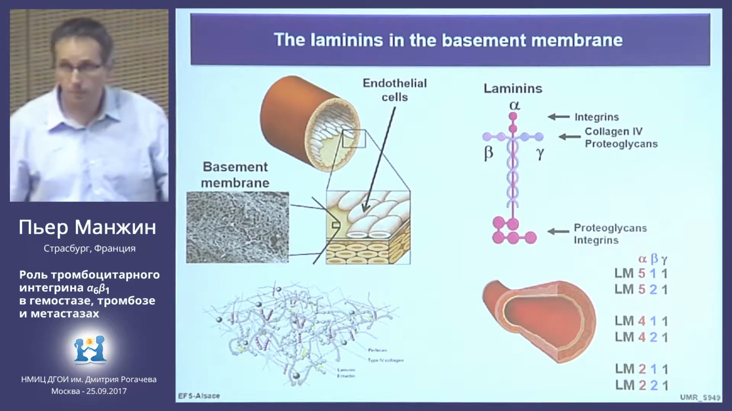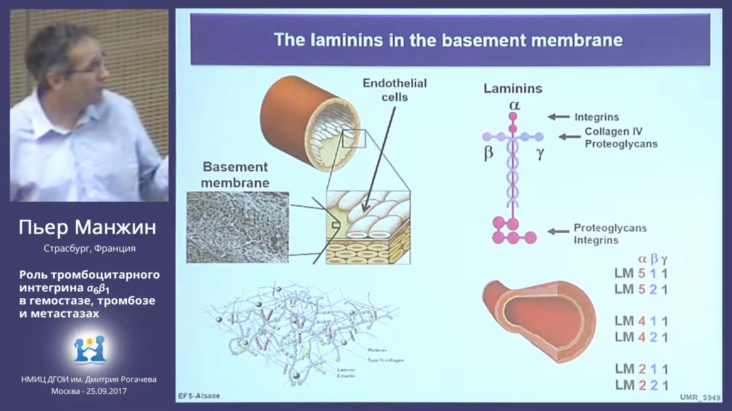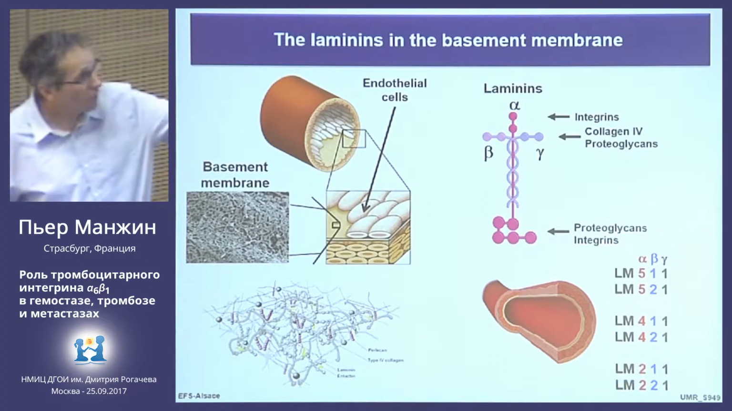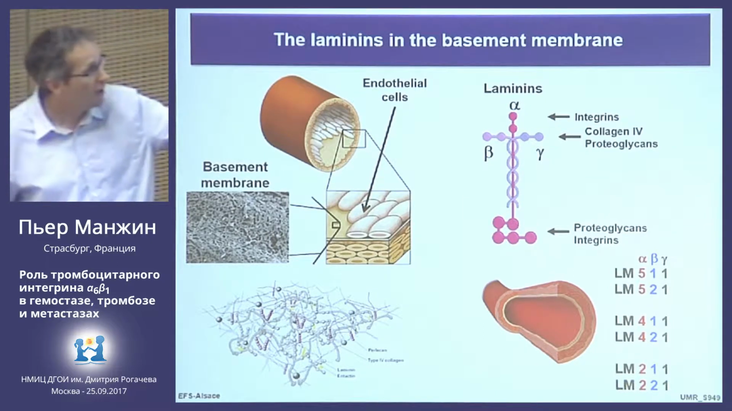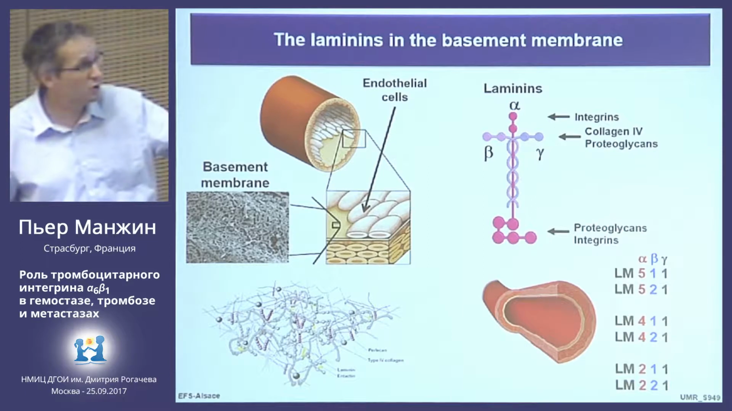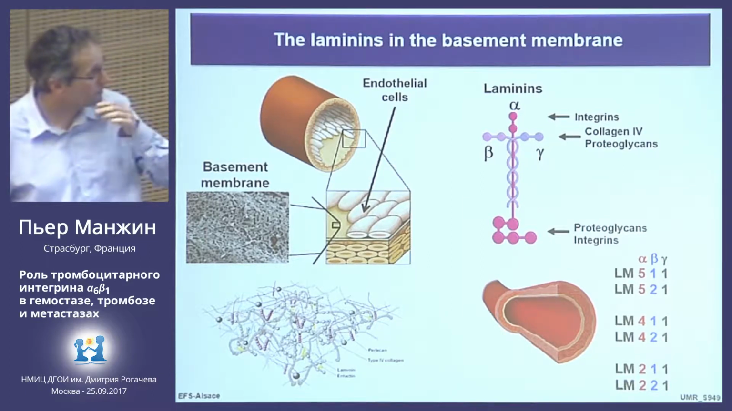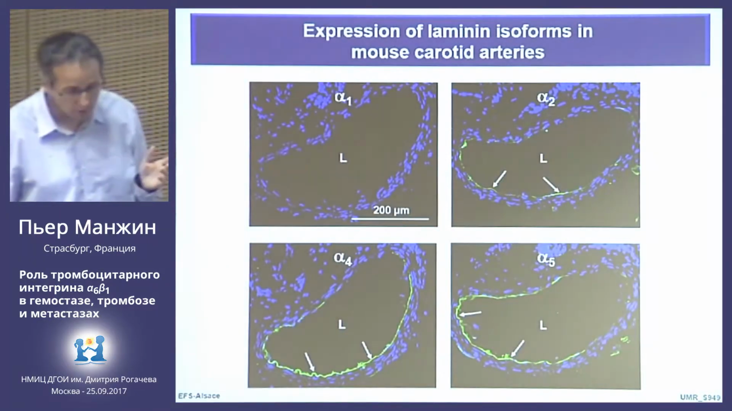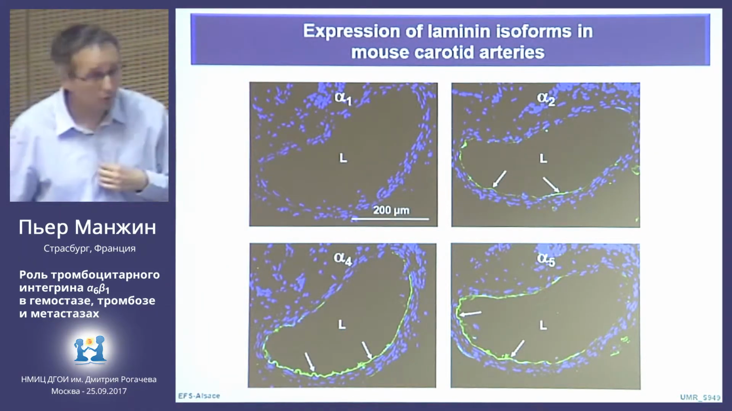So what do we know about laminins in the vessel wall? Actually, there are three different types of laminins: the ones with an alpha 5 chain, 511 and 521; with an alpha 4 chain, 411 and 421; and with an alpha 2 chain, 211 and 221. And this is something we wanted to control when we started.